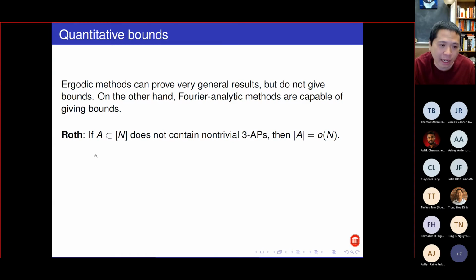So let's take Roth's theorem. It says that if a set A does not contain non-trivial arithmetic progressions, then the size of A is little o of n. Roth's original proof gives this bound: the size of A is smaller than some constant times n over log n.